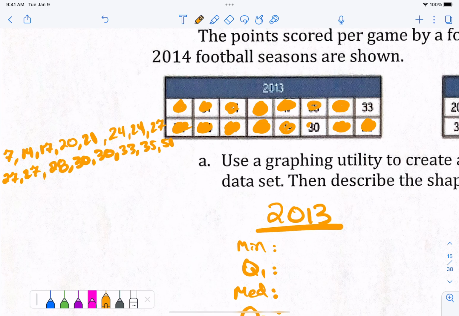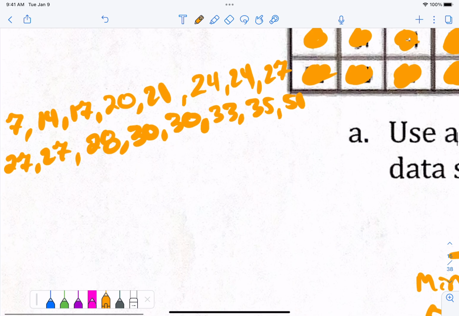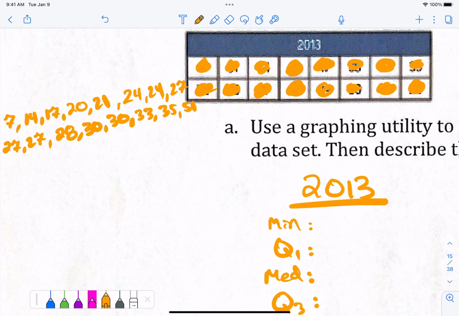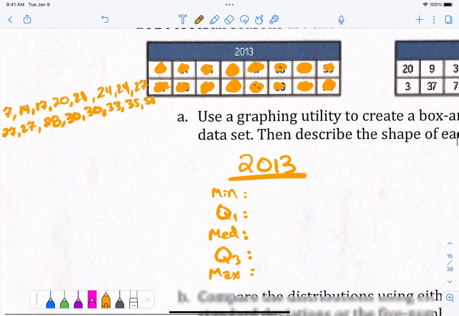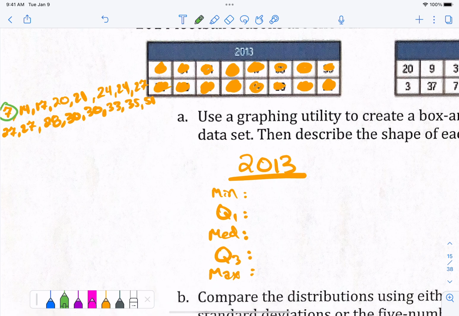I went through that really fast. Okay. All right, from there, we're going to do our min, max, median, Q1, Q3. Min is 7. Max is 51.